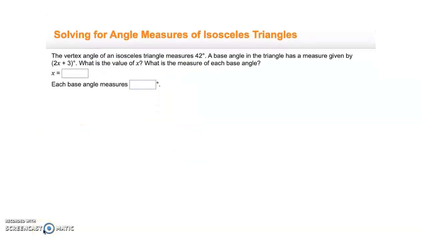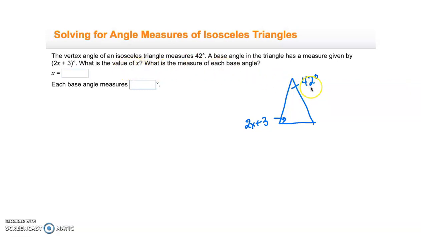All right, now this is written out. We have an isosceles triangle. It says the vertex angle is 42 degrees. So I'm going to draw a triangle, and I know that's 42 degrees. And a base angle has a measure of 2x plus 3. So one of these base angles is 2x plus 3. First, we're going to find the value of x and the measure of each base angle.